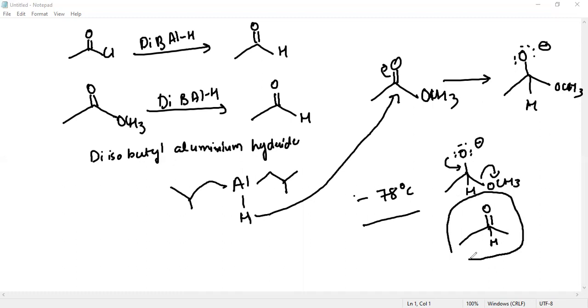At this point, the temperature should be low, and you want to make sure that there is no other DIBAL, no reagent, left. Because if there is reagent left, the hydrogen from that reagent will again attack this carbon and reduce it further, but you want to stop it. So the temperature should be low, and you want to make sure that there is no more reagent left in the solution. Let's move on to the next one.